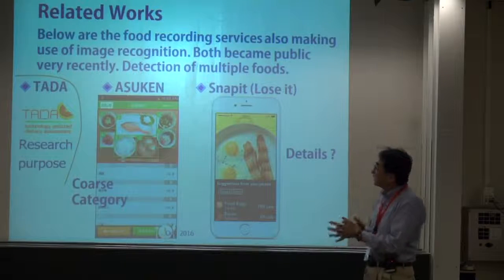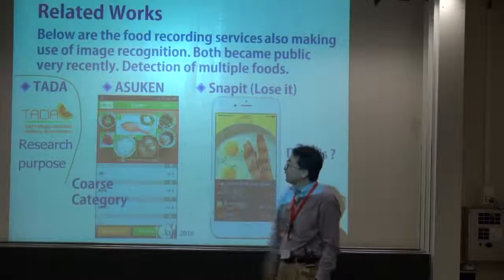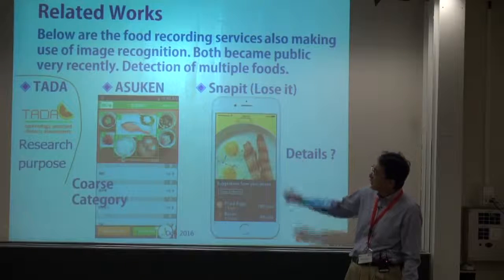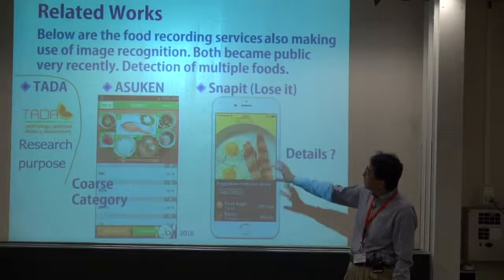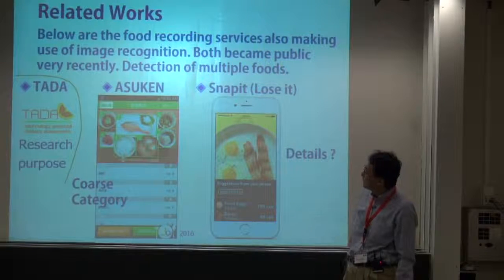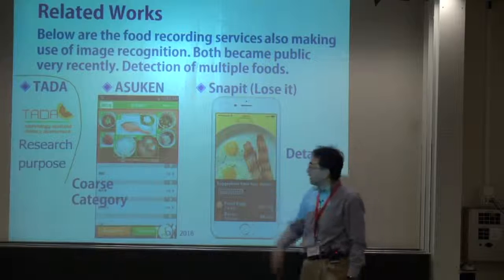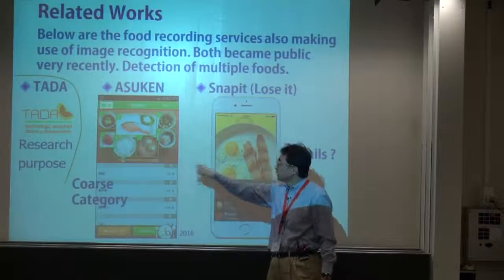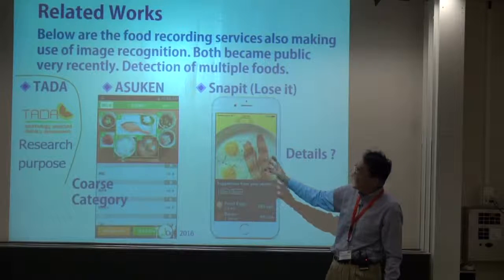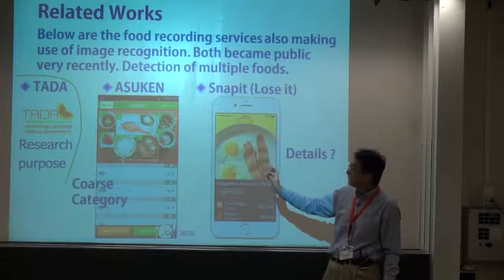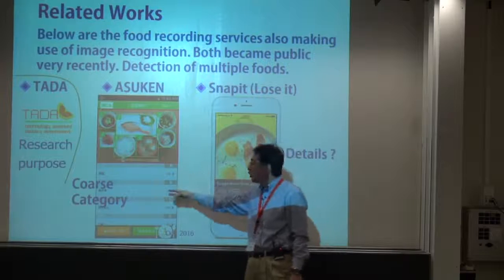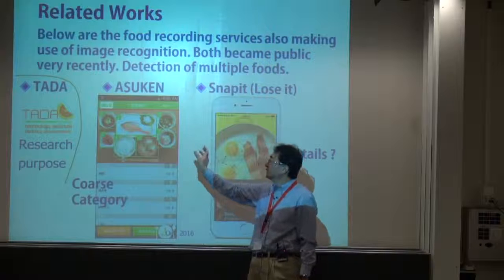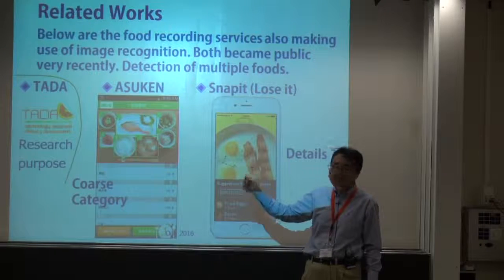Very recently, this is Edo's work, and that is mainly for research purposes. But two very similar systems are appearing. Well, I'm not sure. This is the Japanese version, and it also has image recognition functions, with very close categories. But it can automatically detect the location of the food.